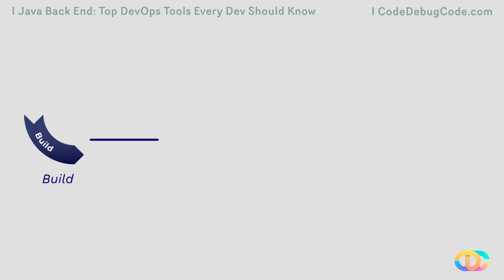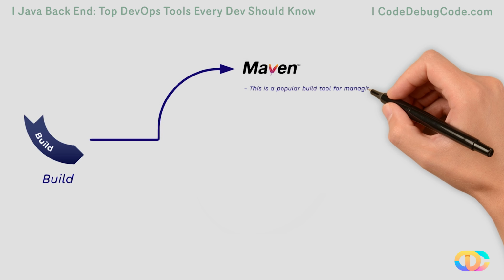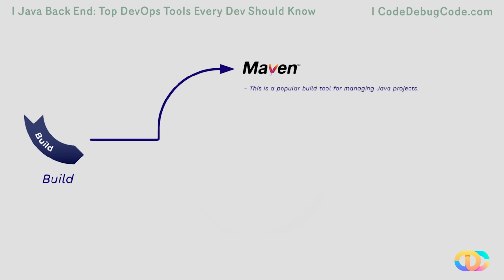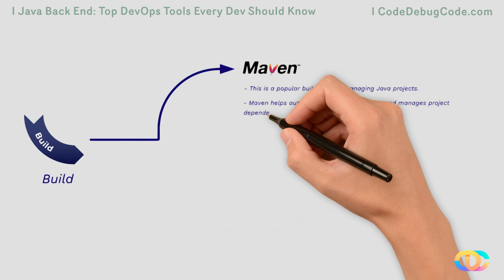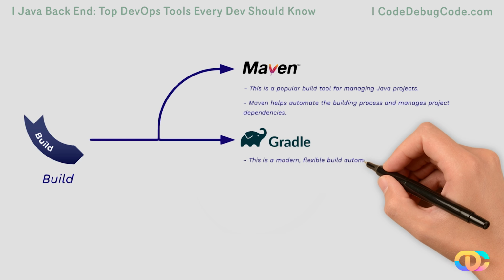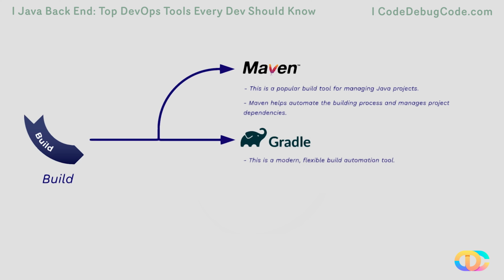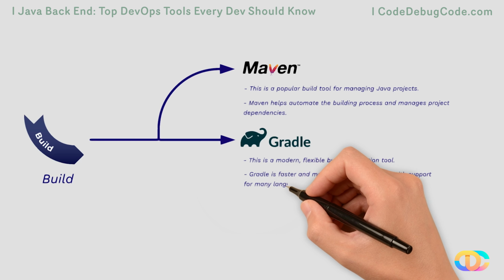First one is Maven. This is a popular build tool for managing Java projects. Maven helps automate the building process and manages project dependencies. Now, second one to discuss is Gradle. This is a modern, flexible build automation tool. Gradle is faster and more flexible than Maven, with support for many languages.